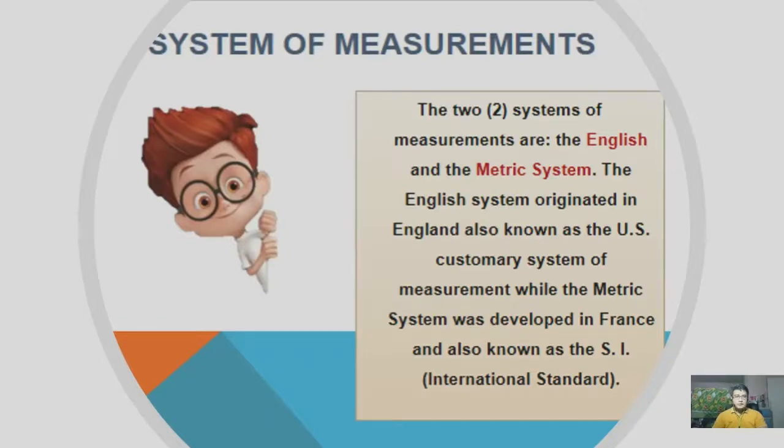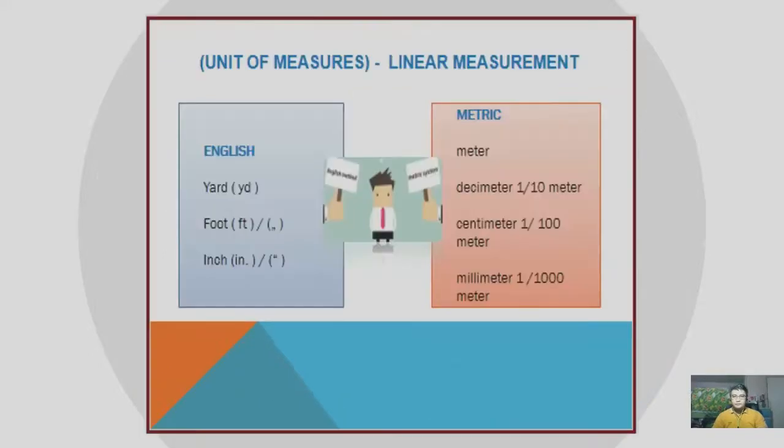First one is the English system and the second one is the metric system. The English system originated in England and is also known as the U.S. customary system of measurement, while the metric system was developed in France and is also known as the SI or International Standard. Under the English system, we have the yard, foot, and inch. And under the metric system, we have the meter, decimeter, centimeter, and millimeter.